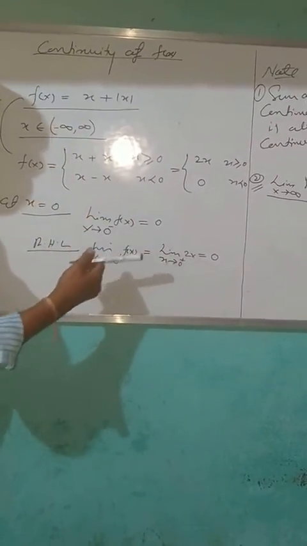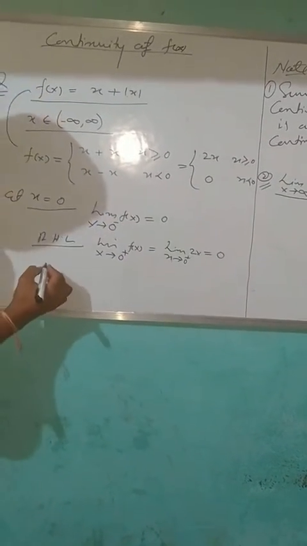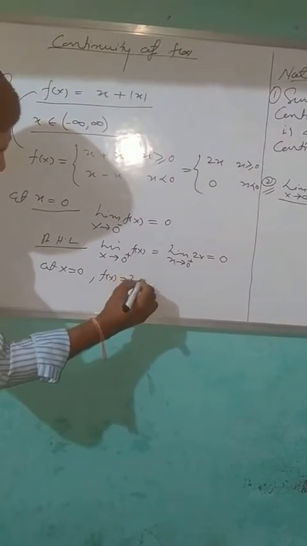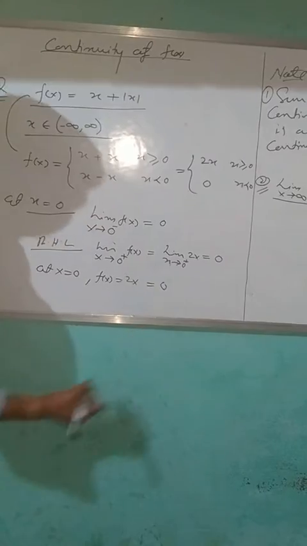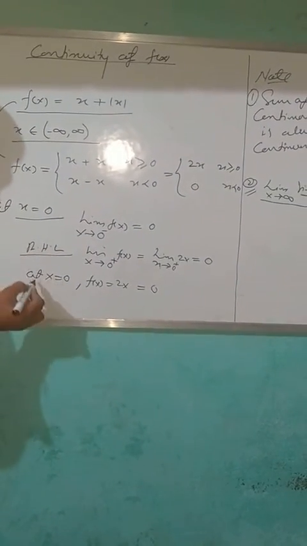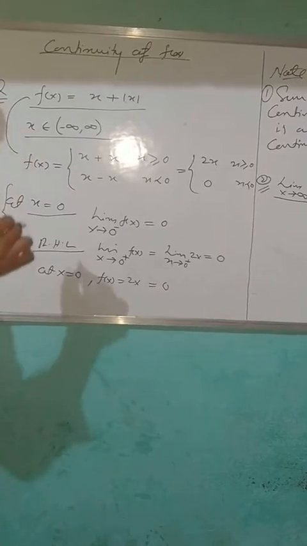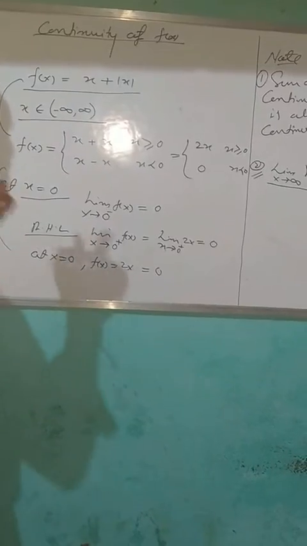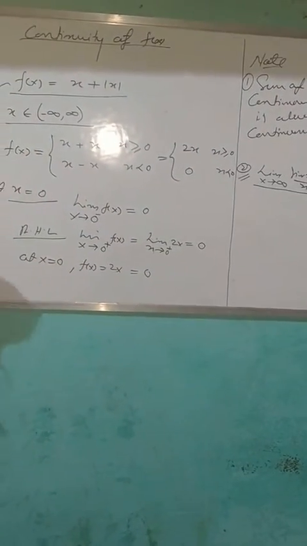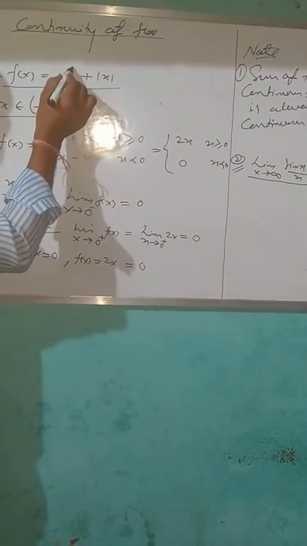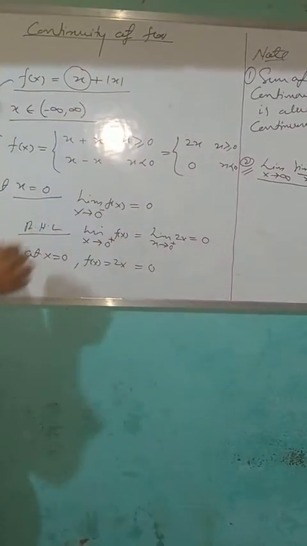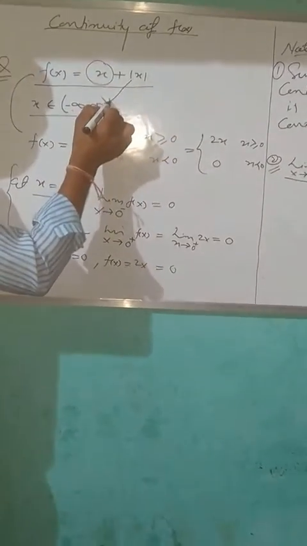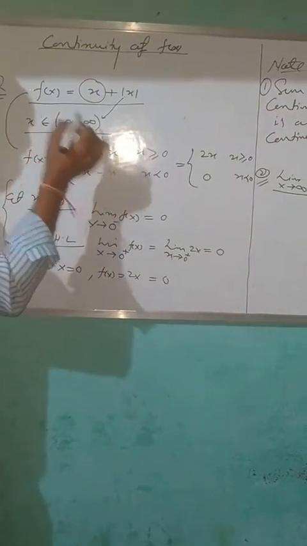And similarly, the value at x equal to 0 is f(0) equal to 2x, which is 0 when you put x equal to 0. It means the left hand limit, right hand limit, and the value of the function are equal. So the function is continuous at x equal to 0. We have only one point at which we needed to check, and at every other point this function is continuous inside the interval minus infinity to infinity.